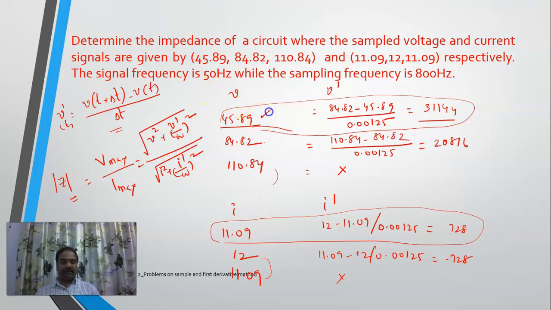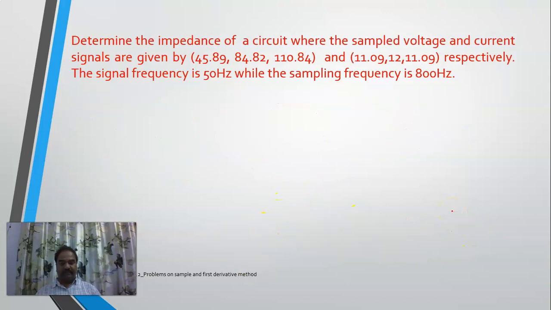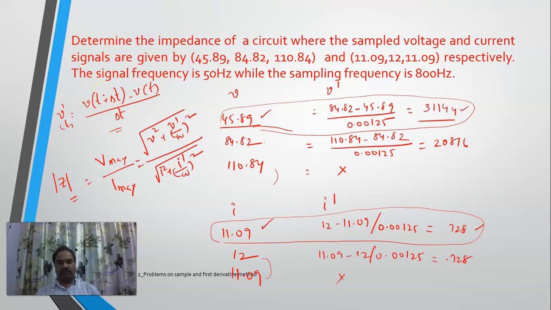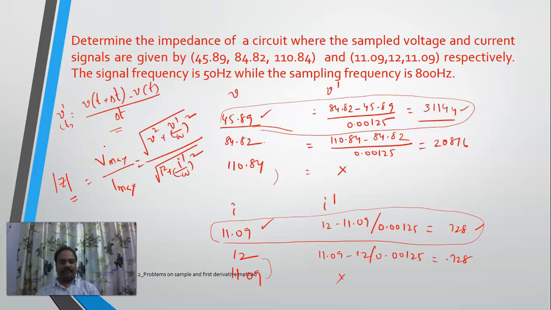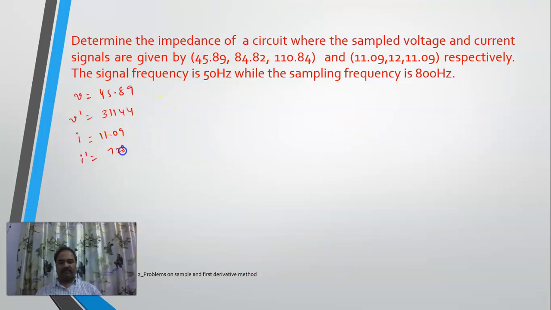So this is v and this is v dash and this is I and this is I dash. So let me write these things again. So v is equal to 55.89, v dash is equal to 31144, I is equal to 11.09 and I dash is equal to 728. I have taken only the first sample, and you know the omega value, right? Omega value is 340.